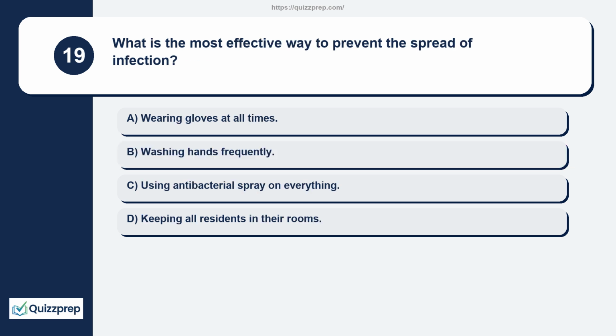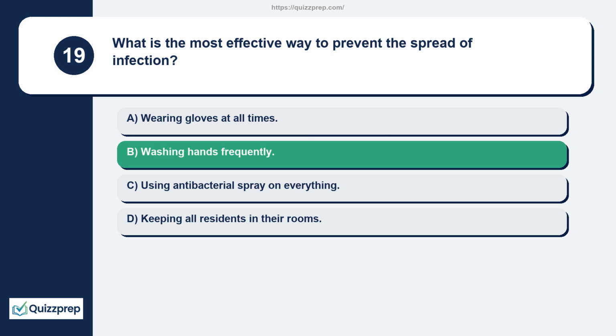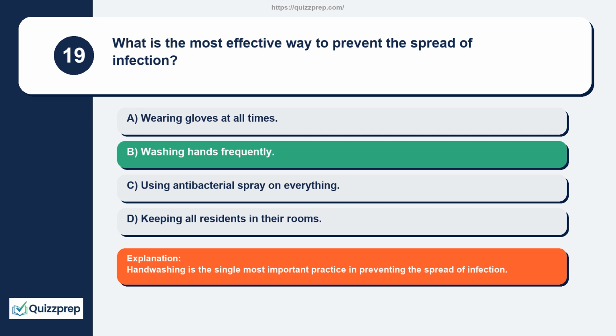Question 19. What is the most effective way to prevent the spread of infection? Wearing gloves at all times, washing hands frequently, using antibacterial spray on everything, keeping all residents in their rooms. Hand washing is the single most important practice in preventing the spread of infection.